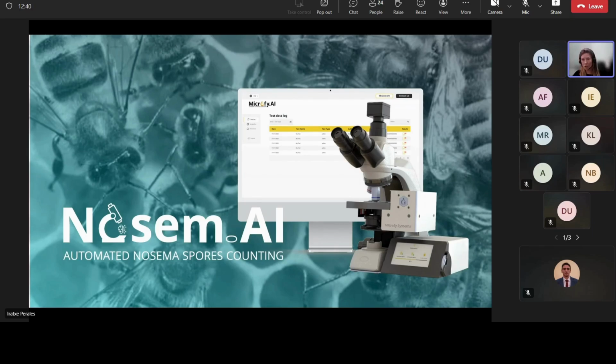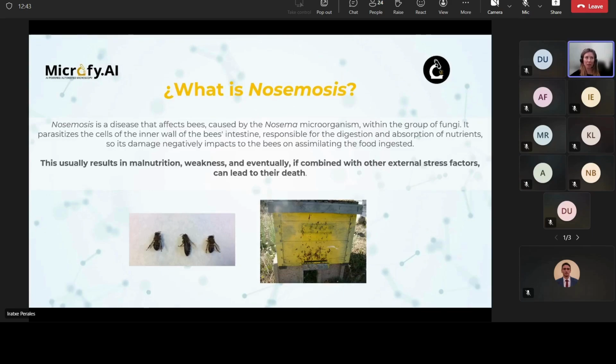Nosemosis is a disease that in the past really impacted beehives. It was mainly caused by Nosema apis, and the first disease, nosemosis type A, was quite easy to diagnose in the field because it has very clear symptoms like diarrhea and deformed wings. So for the veterinarians and the beekeepers, it was quite easy to diagnose in the field.